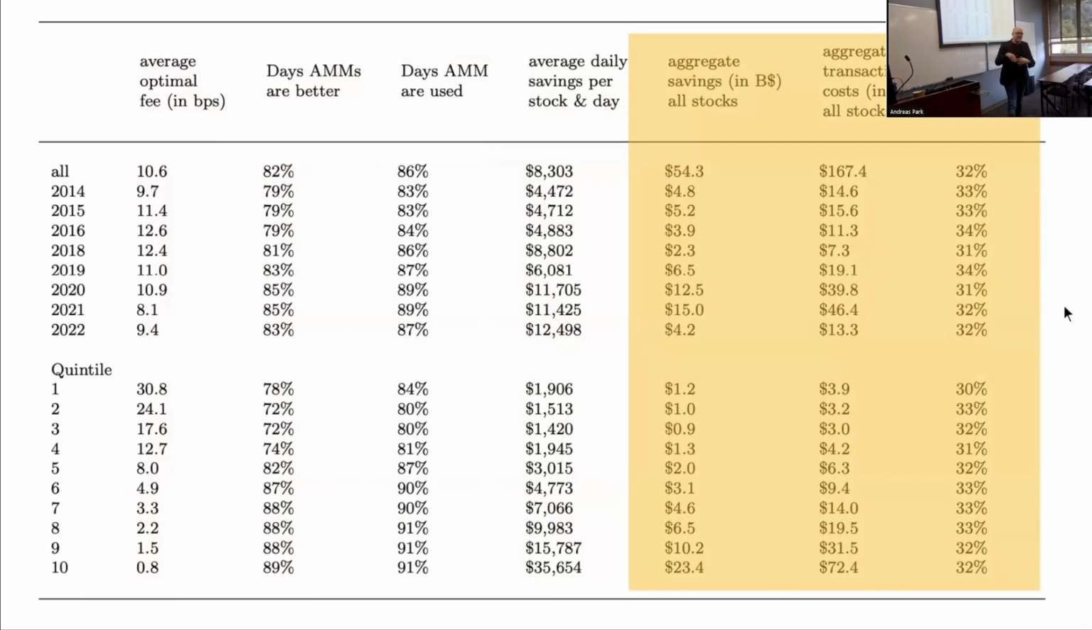And this is an eyeballed number, because it's trading volume in dollars multiplied by bid-ask spreads. Right? So that's the cost here. So across the board, the savings are roughly 30%.